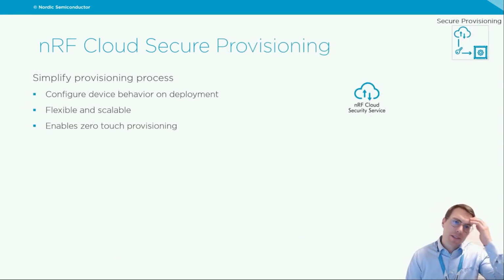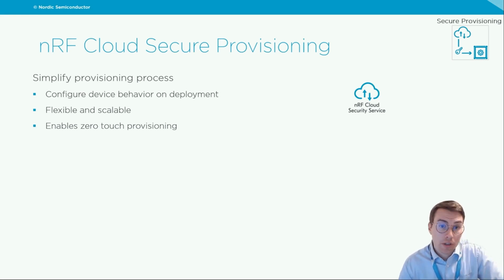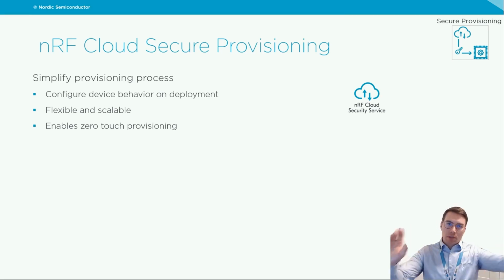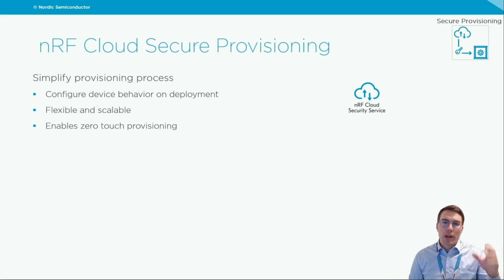Now we have the nRF Cloud Secure Provisioning Service, which basically will simplify the provisioning process and configure the device behavior on deployment. It also makes this a very flexible and scalable way of doing things, and it also means that you enable zero-touch provisioning. So what does this mean? Let's say you have a bulk of devices that are shipped to the US, and you have a bulk of devices that are shipped to Sweden, let's say.